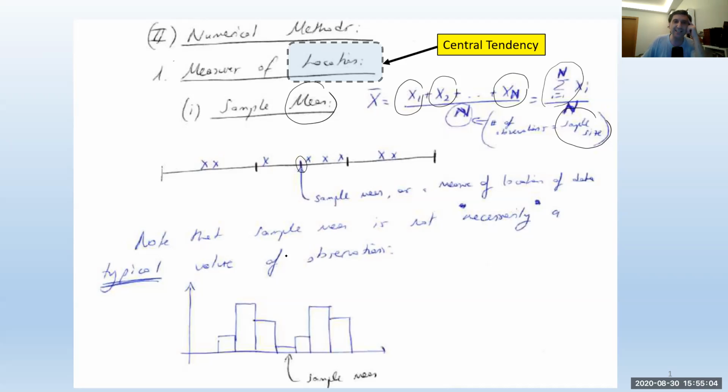But on the other hand, think about a sample like this, right? A histogram is plotted here. As you can see, there seem to be two peaks. I'm going to talk about that in a couple of minutes. I'm going to call this a bimodal distribution.